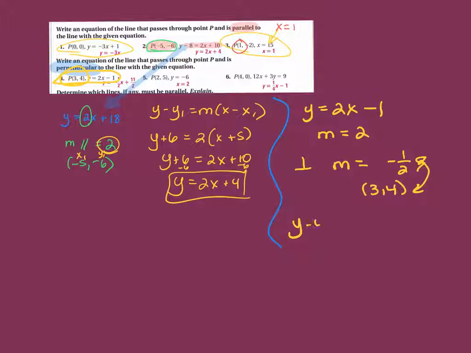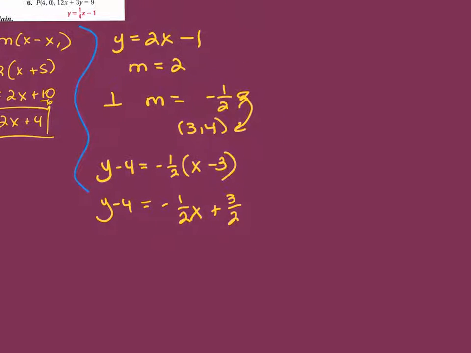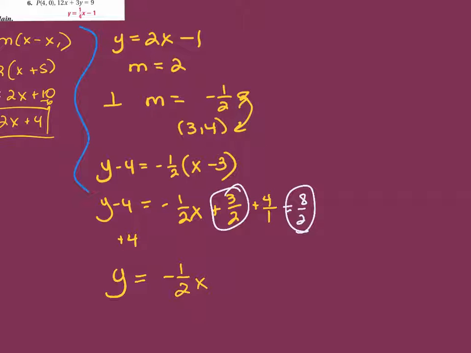So y minus 4 equals -1/2 times x minus 3, y minus 4 equals -1/2 x plus 3/2. And then, God bless you. That time it was a sneeze, right? And then y equals -1/2 x. This is over 1. I have to give them the same denominator. So now I'm adding 3 over 2 and 8 over 2. Good. 11 over 2.